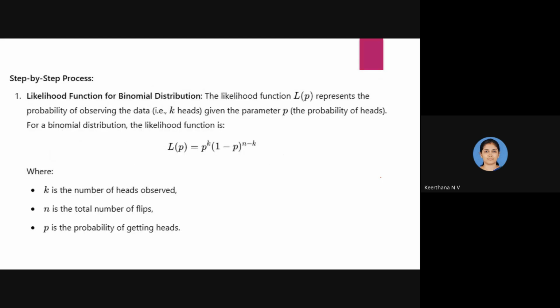For this, the first step is to derive the likelihood function. Based on the binomial distribution, I derive the likelihood function as p to the power k times (1 minus p) to the power of n minus k. Here k is the number of heads, n is the number of flips, and p is the probability of getting heads.